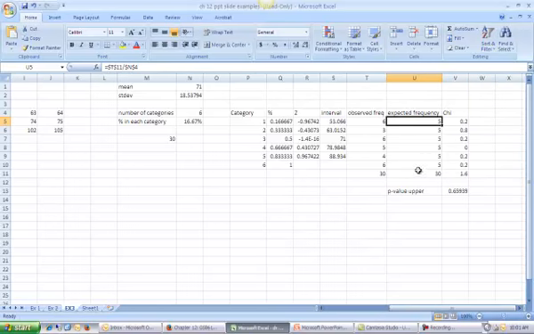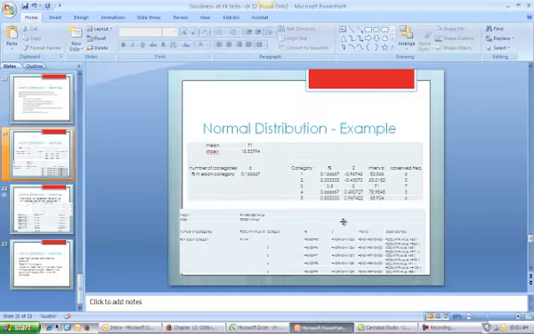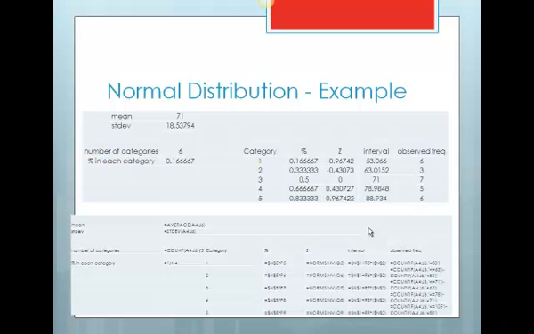Okay? And then, just as a check, make sure that your expected frequency adds up to your number of observations, and so does your observed, because if you're going to mess up, that's going to be your first clue that that happened. Okay, next step, and you can see I've put all of those Excel steps in there.